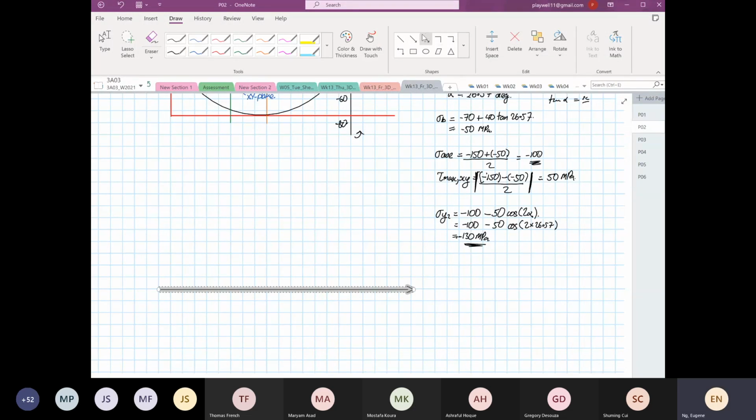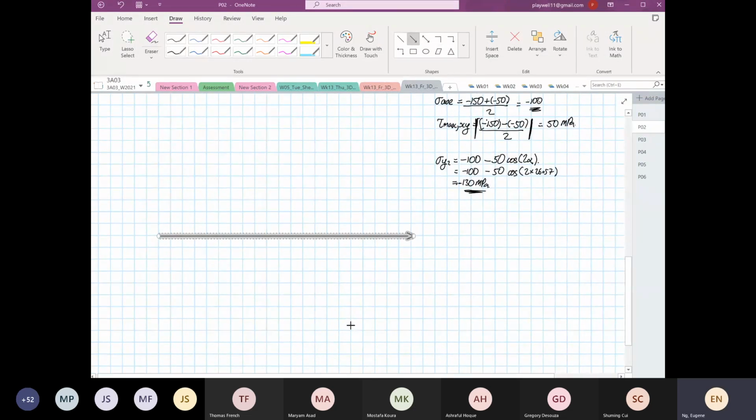I'll do this very quickly. I won't calculate because I have more examples to show you guys. Or the shear failure. The shear is going to be real good.